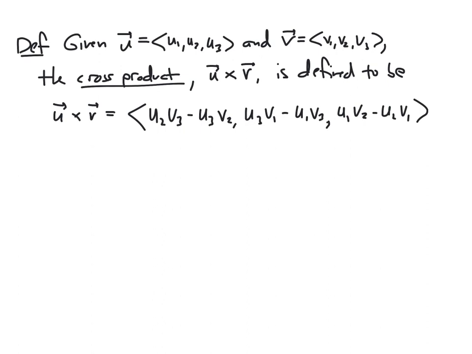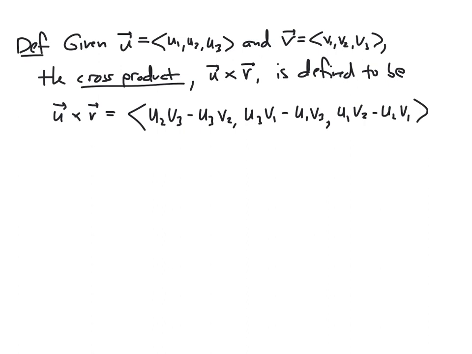Now, this is not the best formula to use to actually compute the cross product. If I had specific vectors u and v, in order to use this, we'd have to memorize this formula. And so we are going to come up with a more efficient way of computing the cross product in a moment. But before we do that, we should make a couple observations about this cross product, and specifically about how it differs from the other kind of product we've talked about, the dot product.